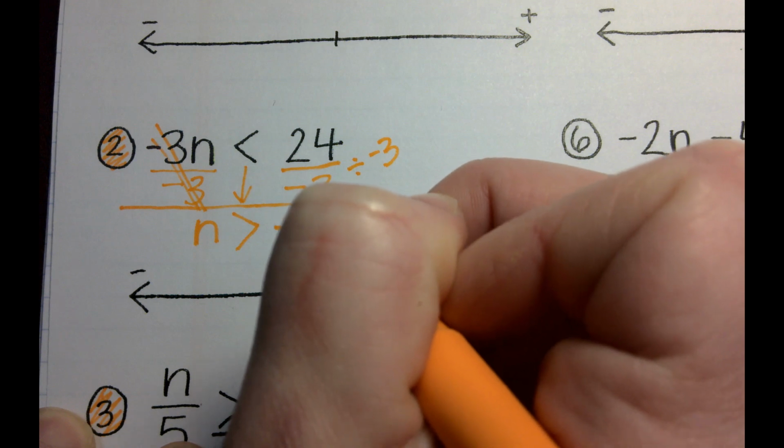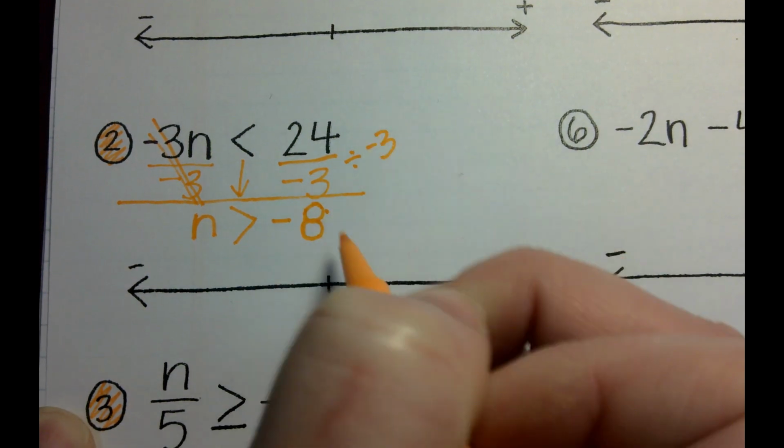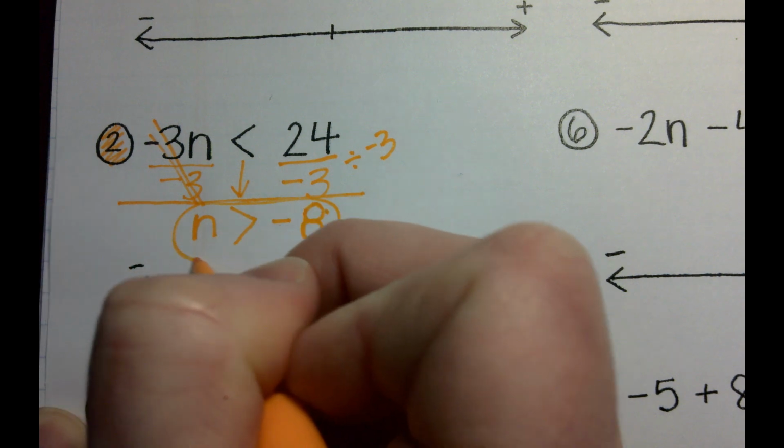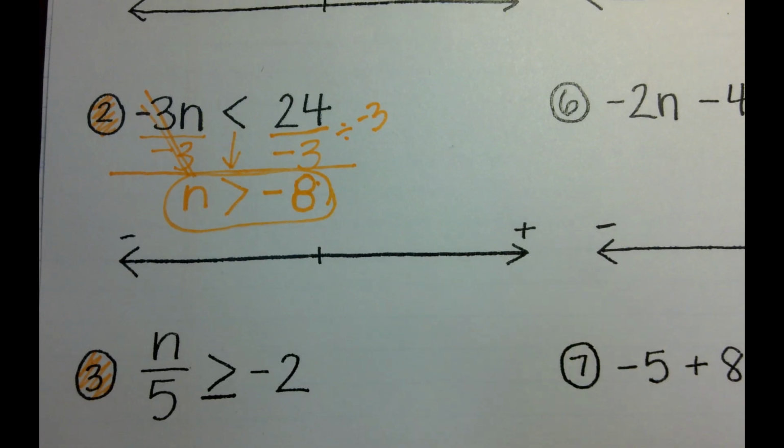Oop, I don't know why I just voted 1. Negative 8. Okay, so that is our answer. We'll circle it. N is greater than negative 8. So now we have our inequality solved. Before we go to graph, does anyone have questions about this process here? Okay, so we have our answer.